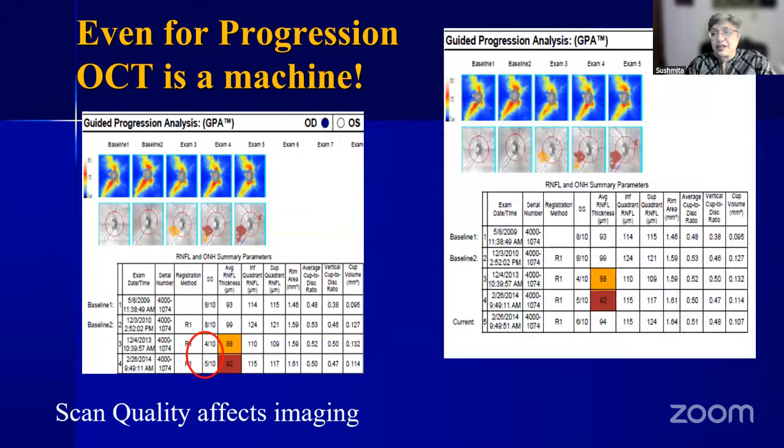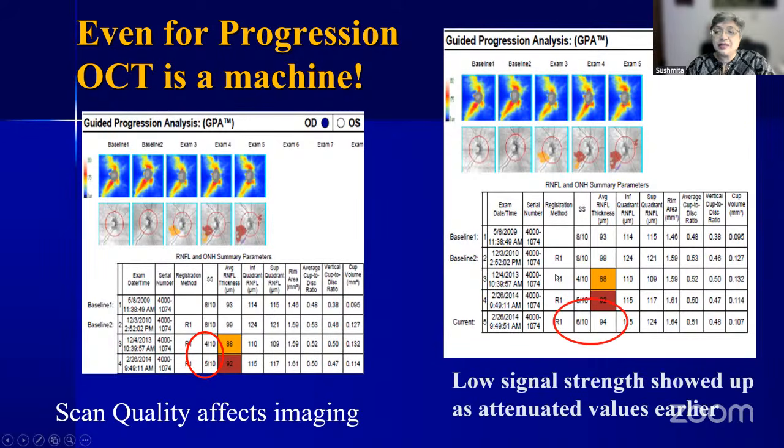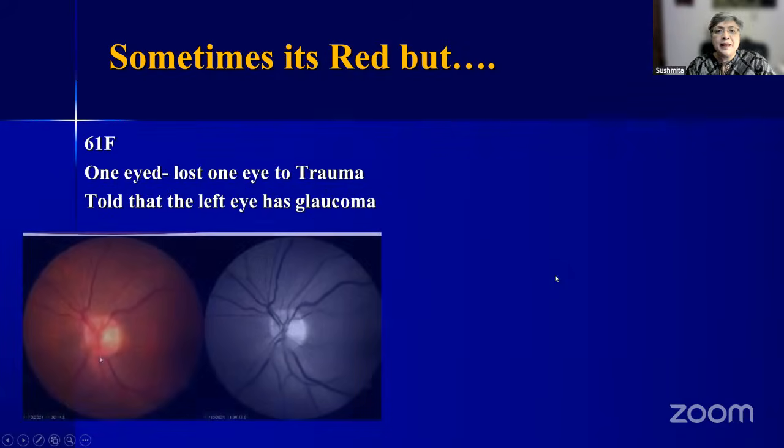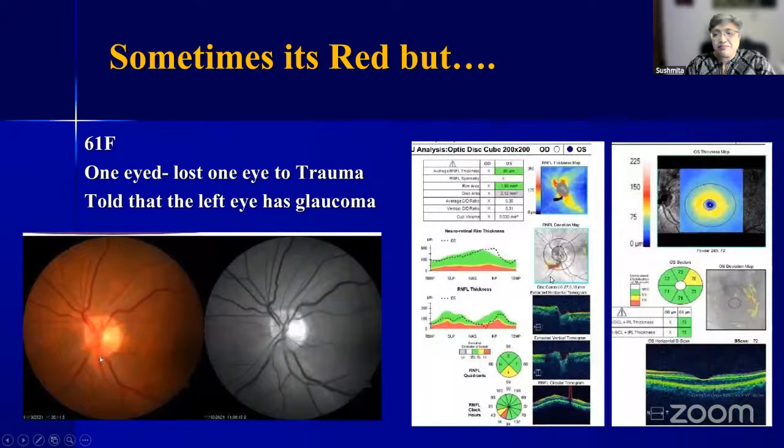So even for progression, remember OCT is a machine, don't go by colors. This was showing progression. 93, 99, 88, and finally this. But if you see the signal strength, it's just 5, and you repeat it on the same day with just a drop of viscoelastic in the tear substitute in the eye, and this so-called progression disappears on the same day. So don't look at colors and see for progression. If everything else is fine, ask yourself a question as, are we making a mistake? Sometimes it's red, but you may not be.